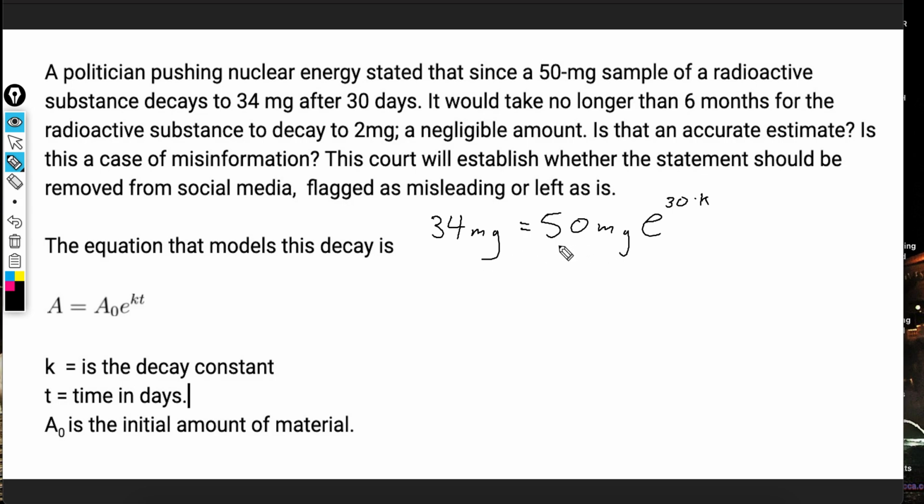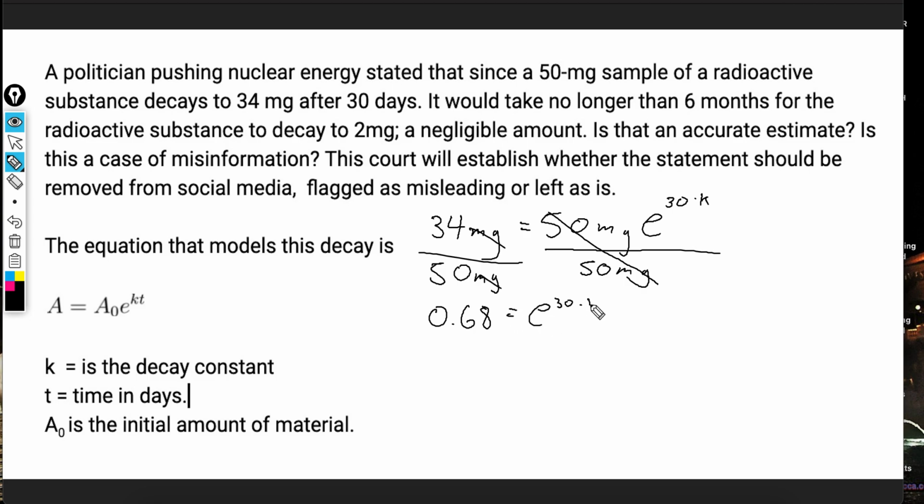Cool. First things first, we're going to divide, basic algebra. Nothing crazy. 50 mg, boom. Now, these cancel out. 34 divided by 50, I did the prior calculation here, 0.68 equals e to the 30 times K. So now we would be at step 2, where if you already know what to do with logarithms, when you have an e to something equaling a number, you take the ln of both sides. Nothing crazy so far. 0.68.